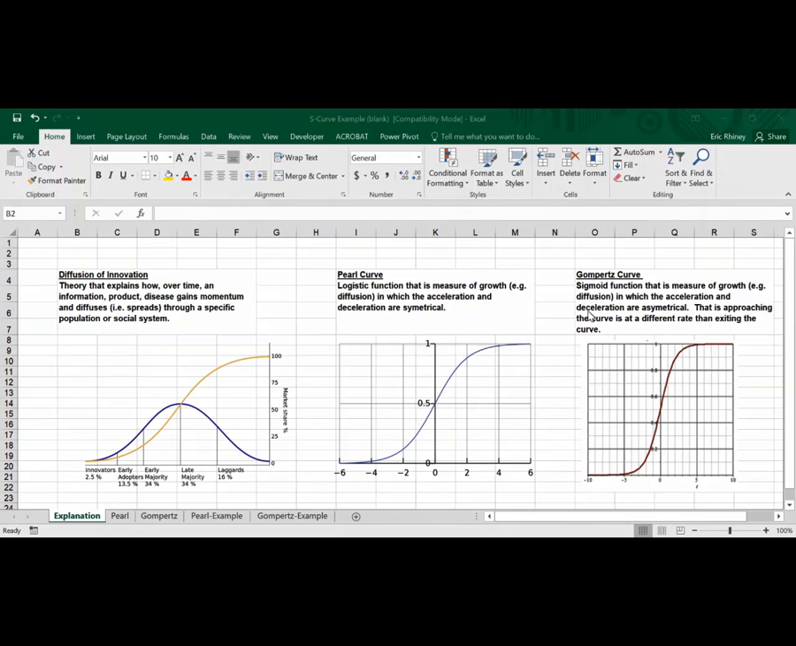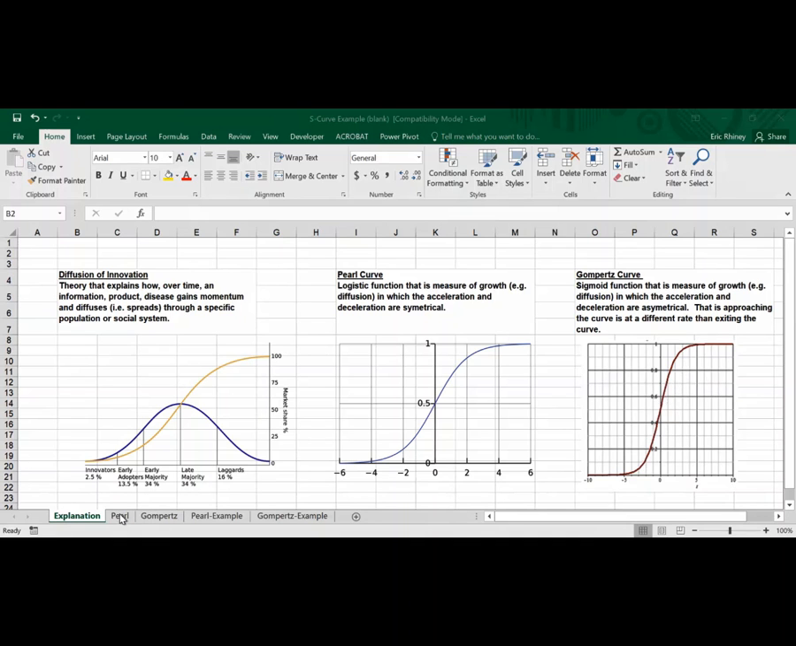The Gompertz uses a sigmoid function. You see it's similar. I mean, they both function the same way in terms of accelerating and decelerating. But this one does not assume that the acceleration is going to be similar or the same as the deceleration. So these two may not necessarily equal each other.